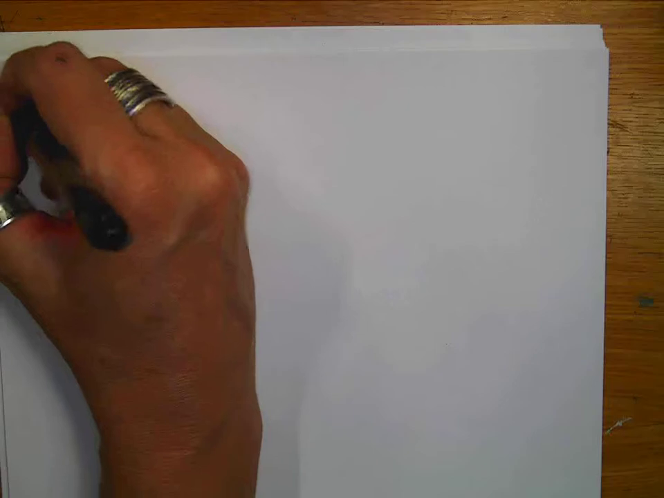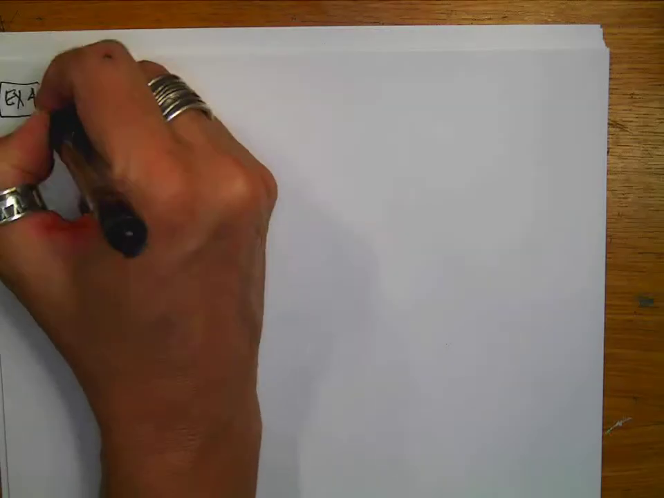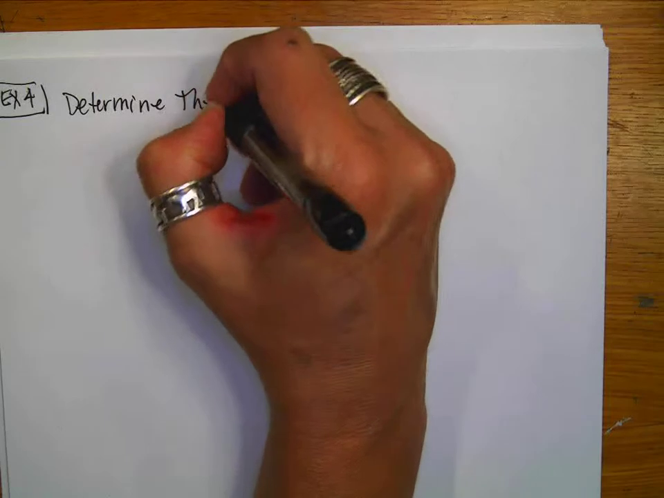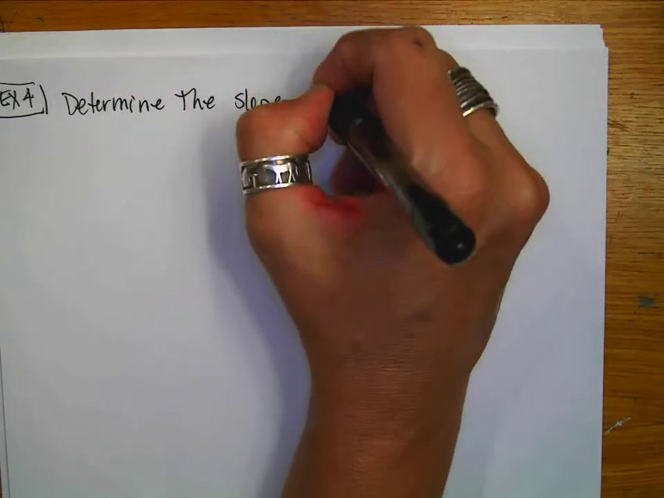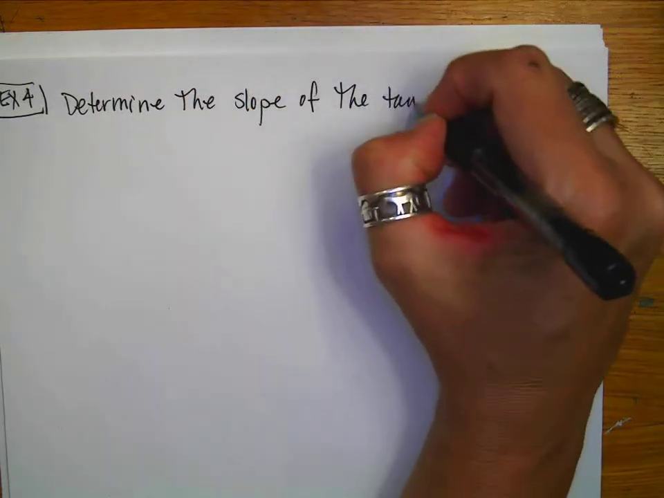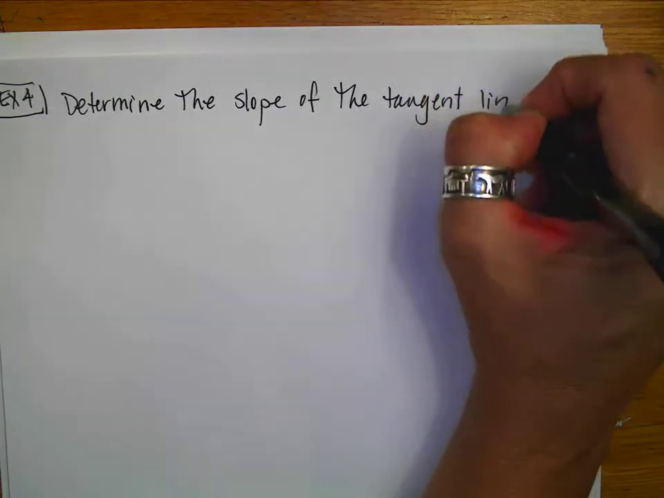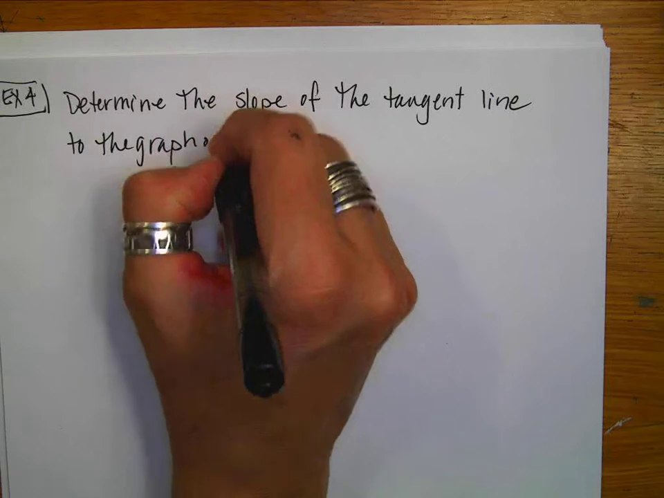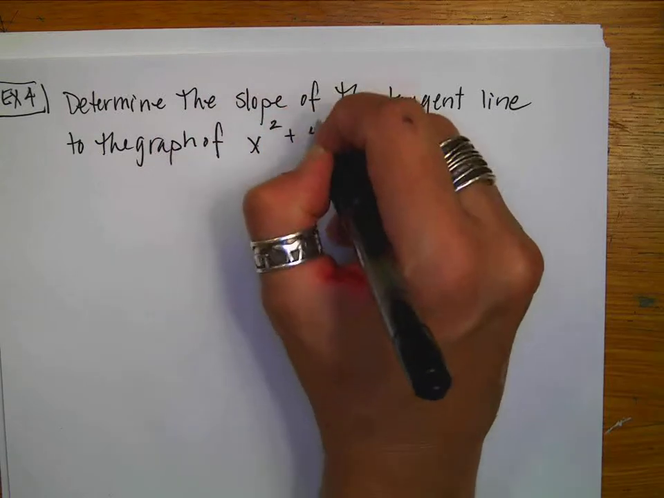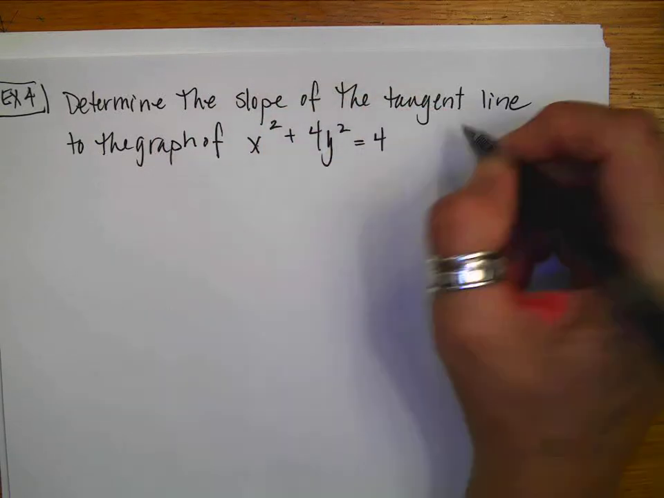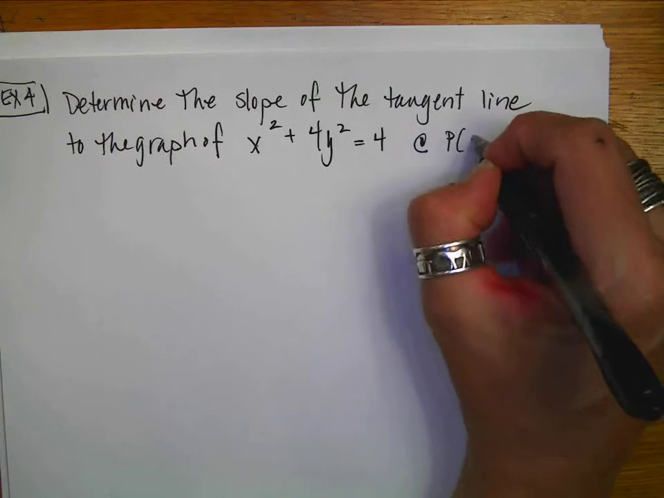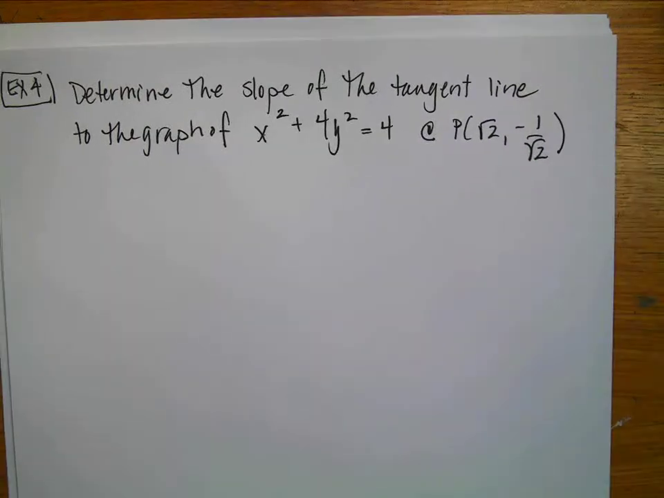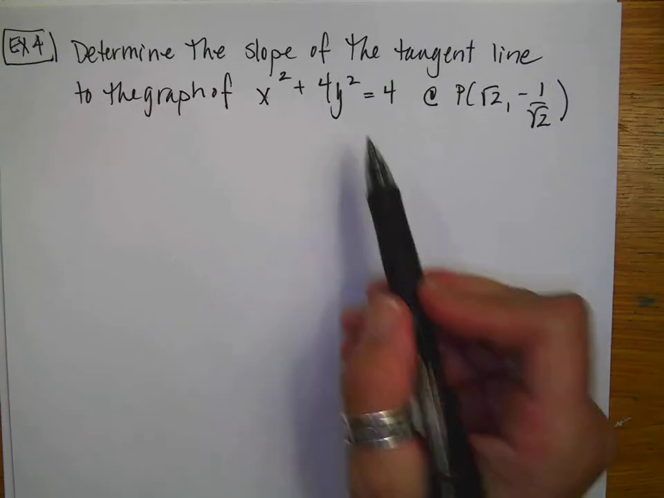All right, our next example, this is going to be example number 4, says determine the slope of the tangent line to the graph of x squared plus 4y squared equals 4, and I want to do it at the point radical 2, negative 1 over radical 2. So this is that situation that we just talked about.